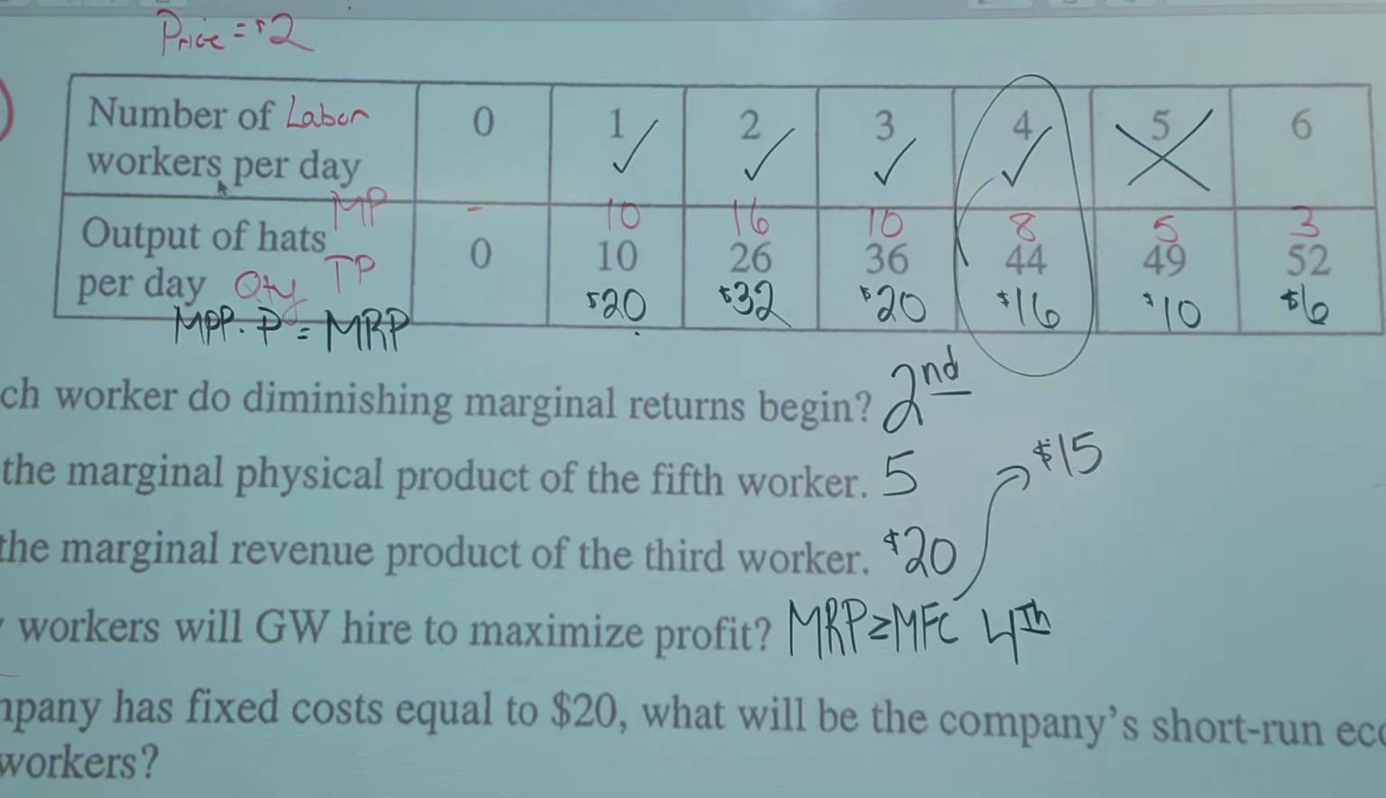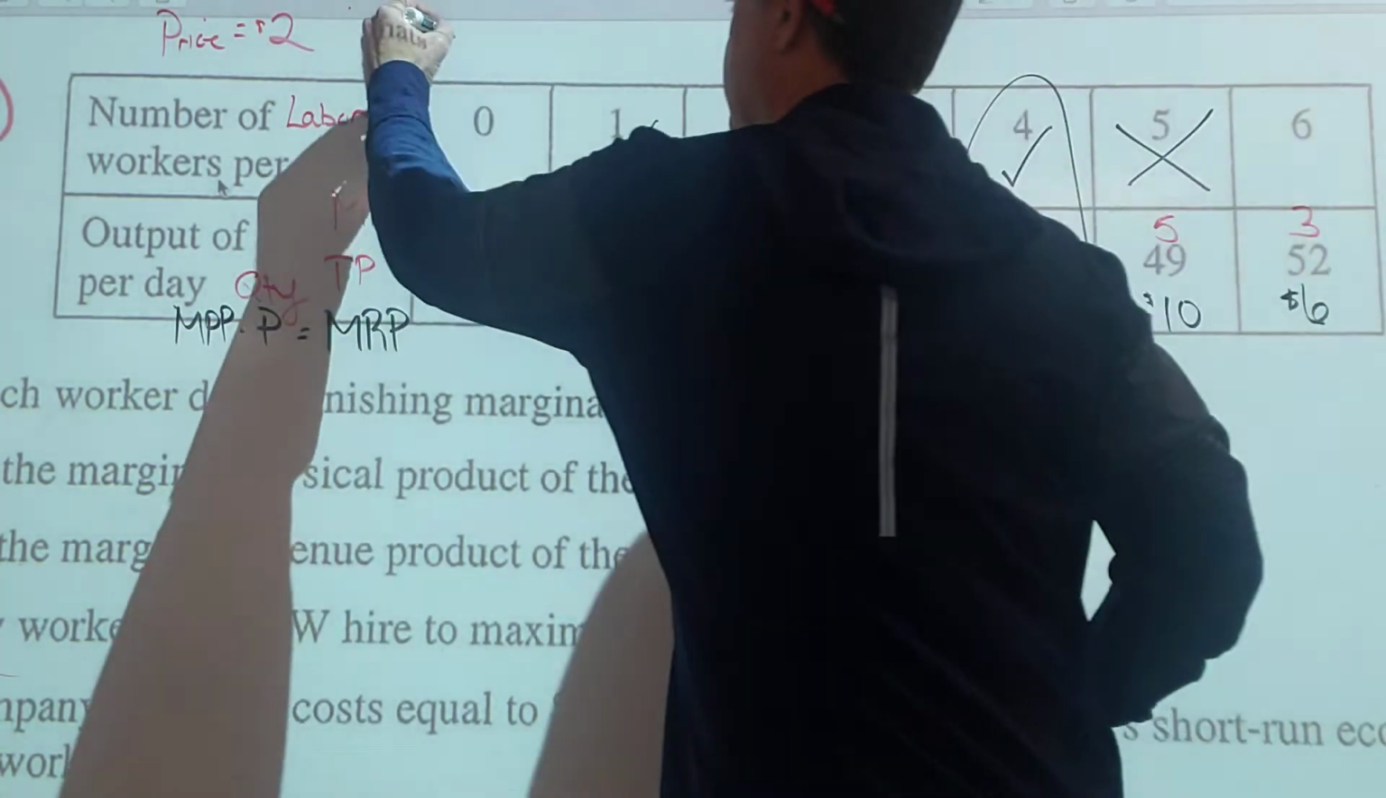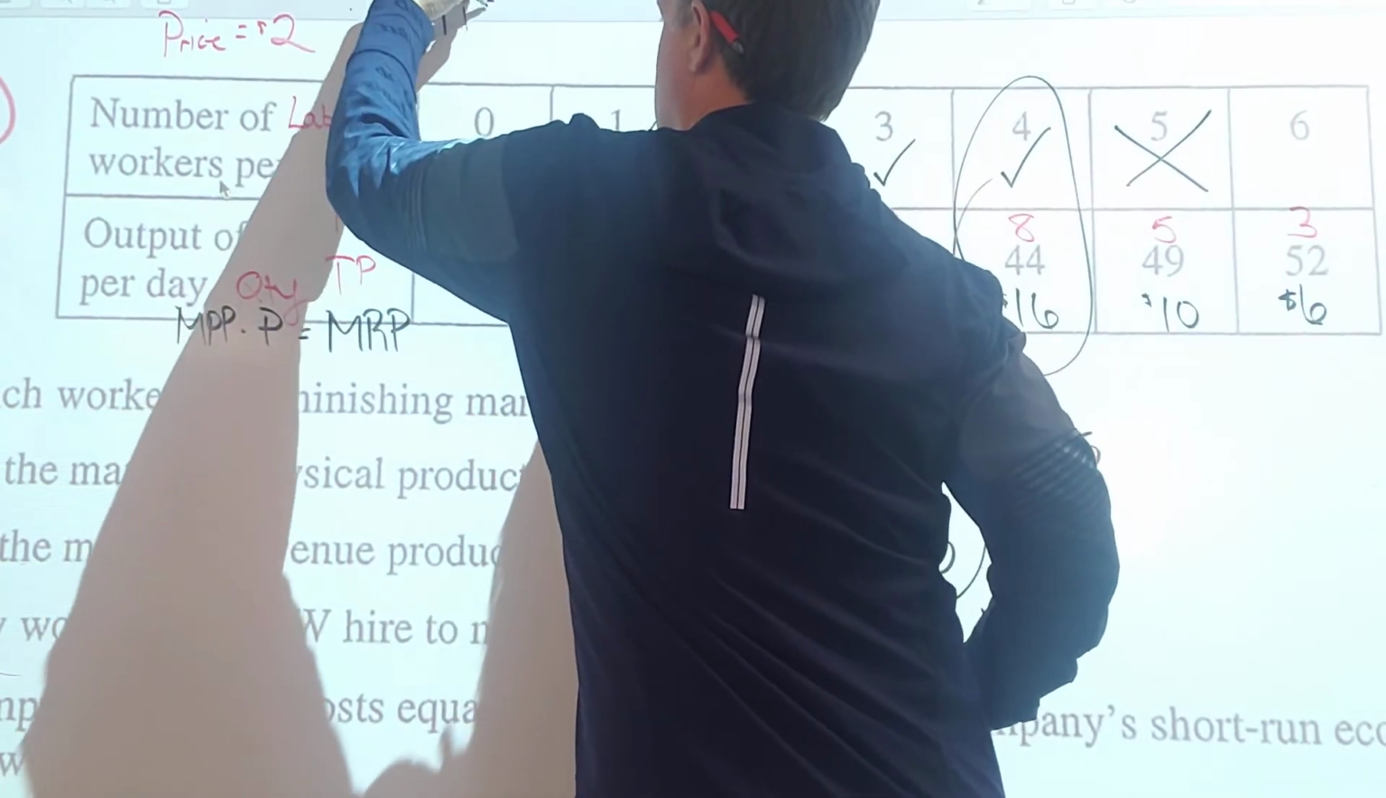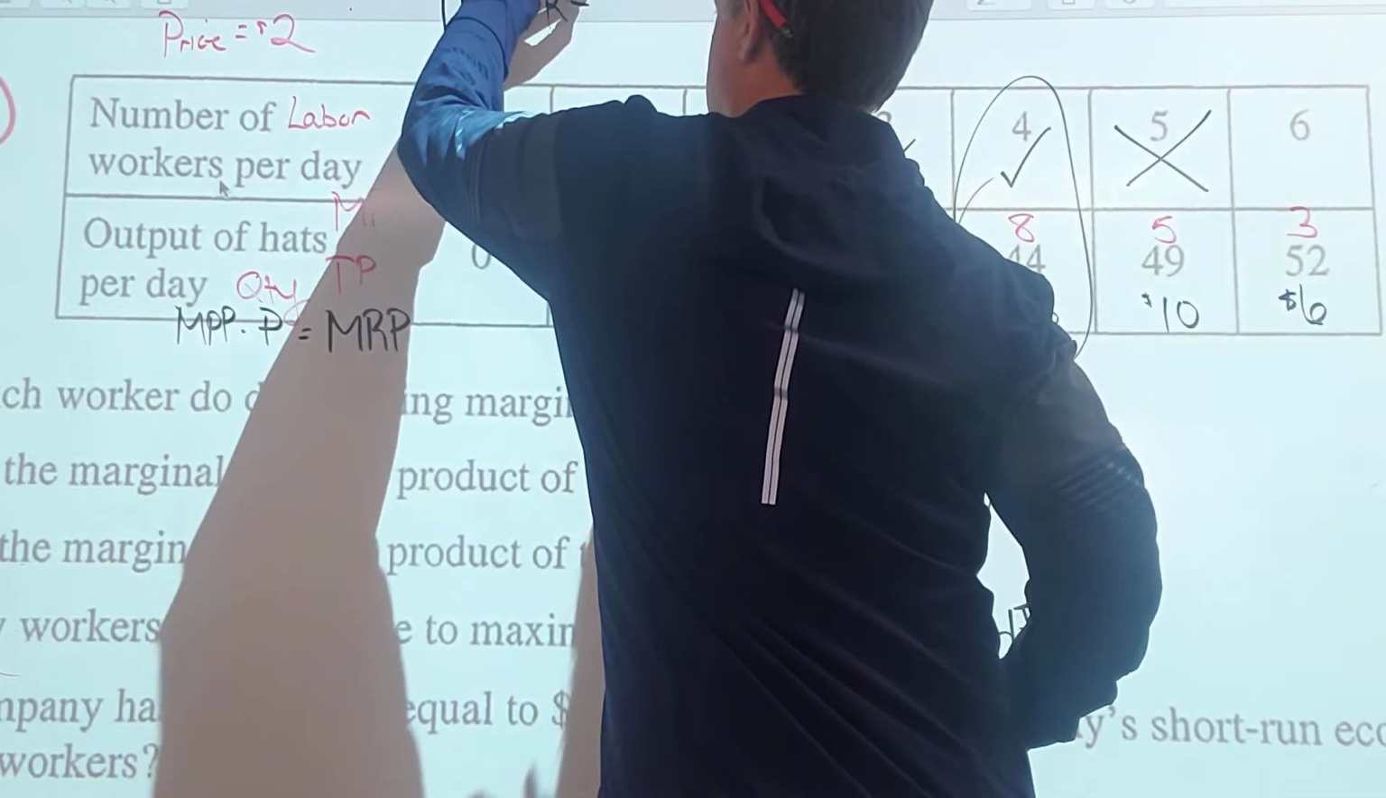E gets a little more complicated. I'll do the work here. GW has a fixed cost equal to $20, and what will the company's short run economic profit be? Here's the key to remembering how we do this. The formula for profit is total revenue minus total cost.